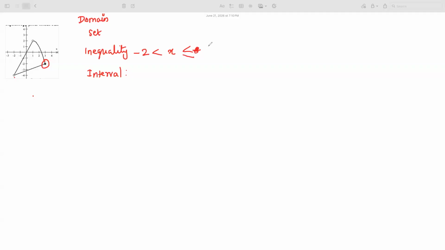Less than or equal to 3. 3 is included. There is a shaded dot. Now, the problem is inequality notation, we wrote it like this. As I said, less than is there, less than or equal to is not there. So I really use a parenthesis for this side.